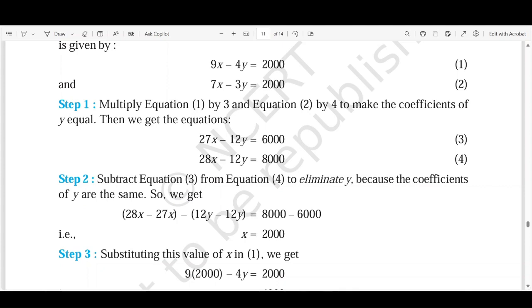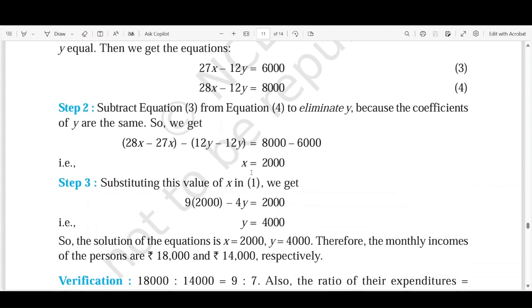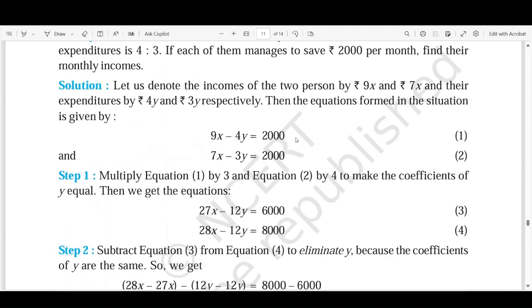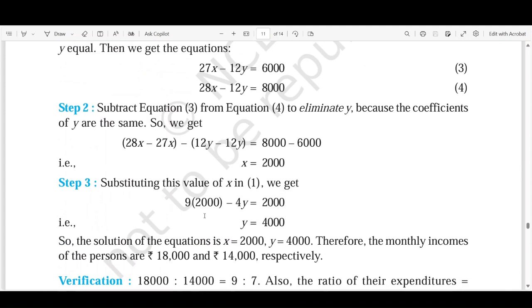be resulted with the value of x as 2000. Since the variable y got eliminated, we are resulted with the value of x. Now we have to substitute this x value in the third equation, or equation number 1 or 2, you can substitute, and we will be resulted with the value of y as 4000. So thus we have determined the values of the unknowns x and y by eliminating one variable.